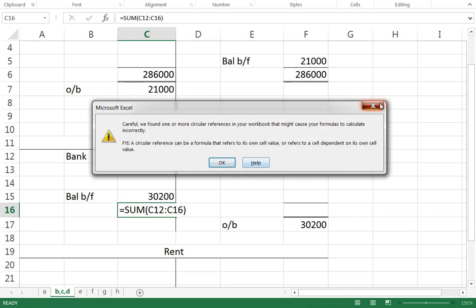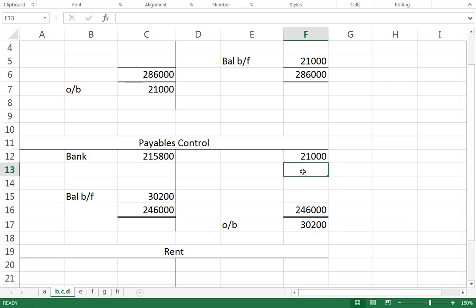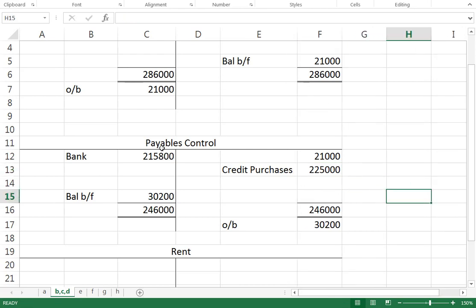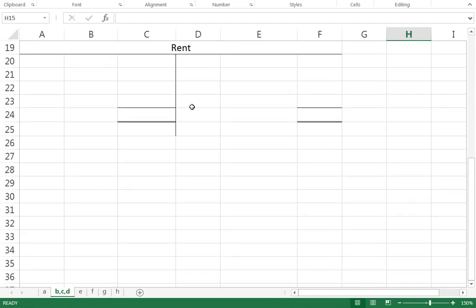Okay, so once again, I'm totaling, so both sides have to be the same as each other. So if I am going to take my 21,000 this time off my 246, that's going to be 225, and that's going to be my credit purchases. Okay, so that's my credit purchases. So what have I got then? I have my receivables control done, I've my payables control done, and the last one that I've got to do is my rent.